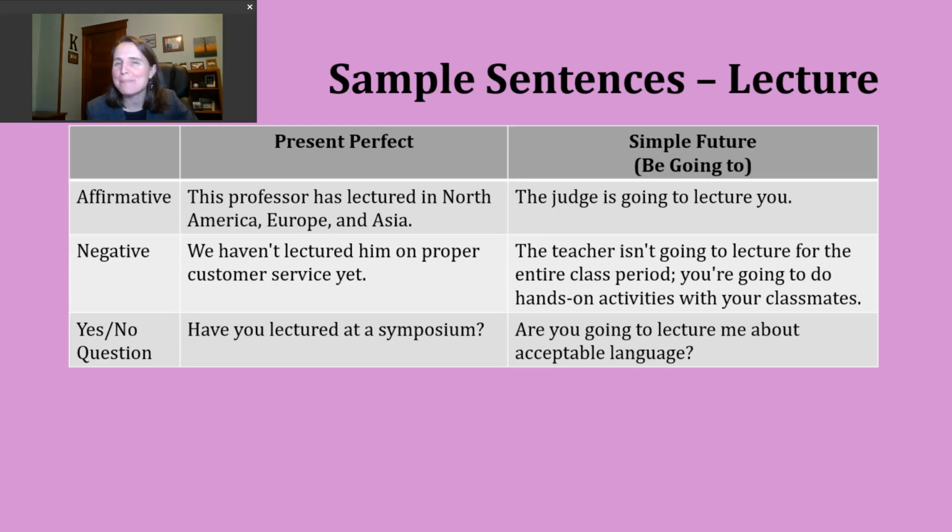Finally, let's talk about making a yes or no question with be going to. To do this, we start with the form of be, whatever form matches our subject. That subject comes next, followed by going to, and then the base verb. Here's another example. Are you going to lecture me about acceptable language?